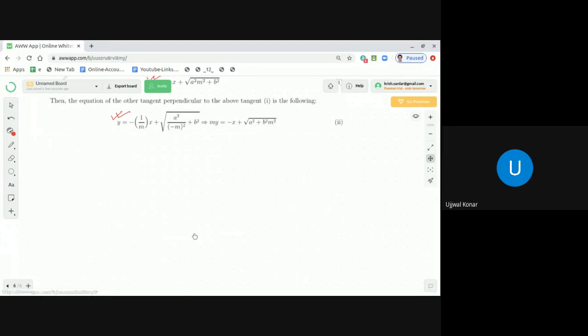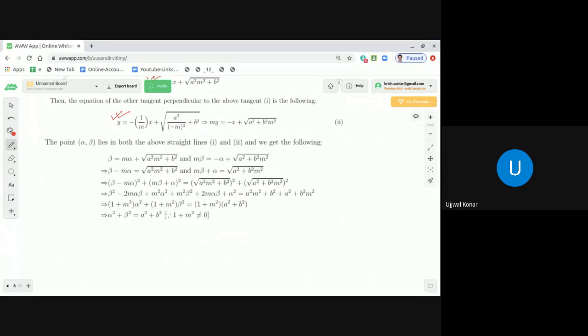So dear students, here it is. If you look into it, the point (alpha, beta) lies on both of the above straight lines 1 and 2, as you see. So definitely we can easily write this, because (alpha, beta) is satisfied by both the equations. And from there we made a derivation. We find beta minus m alpha and m beta plus alpha, and then we take the square of both sides of these two expressions and add them up. And then we get this one.